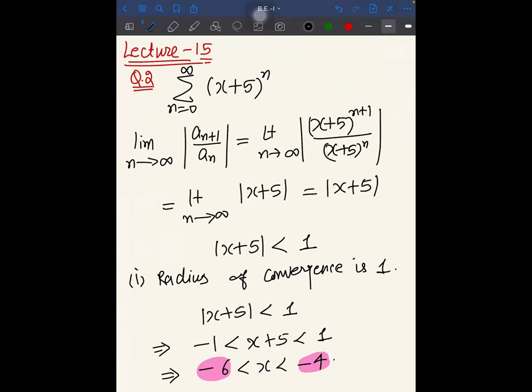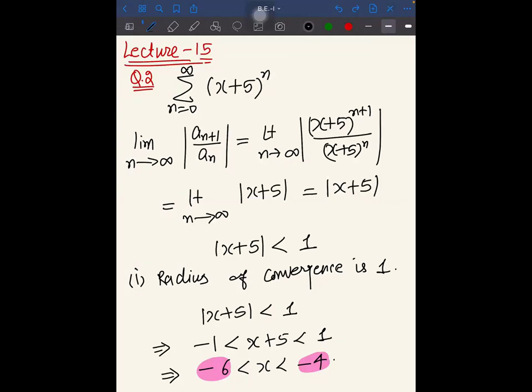Sir, below, where you wrote x less than -4 and greater than -6, how can x be less than -4 and greater than -6? I didn't understand your point. You put x equal to minus 5. Will it satisfy or not? Okay, sir. Right? Is it clear now?